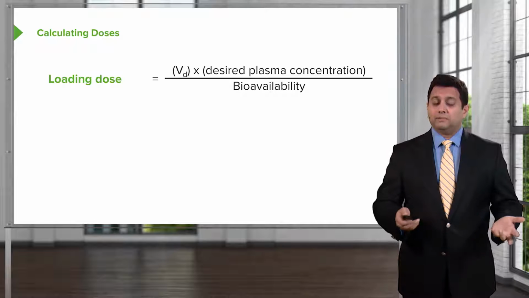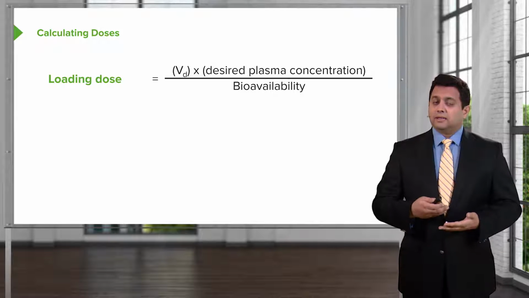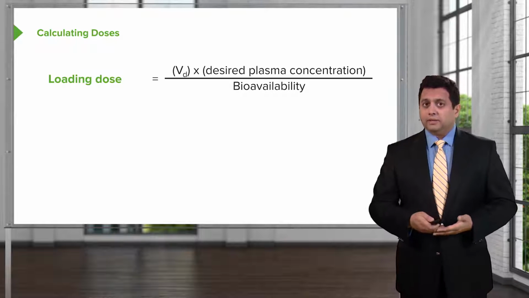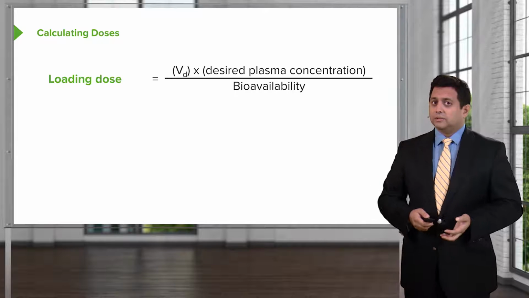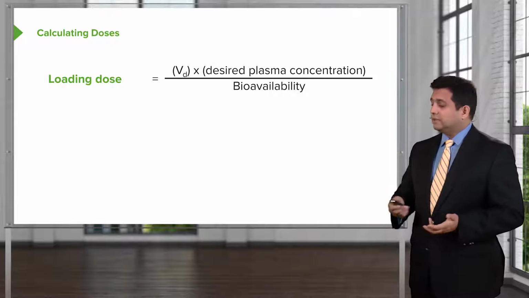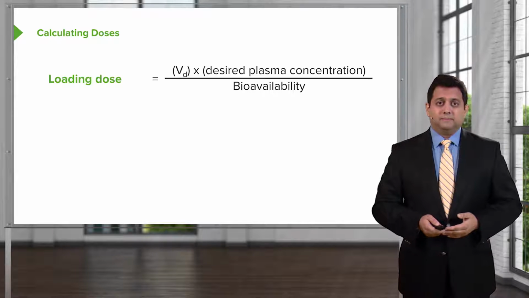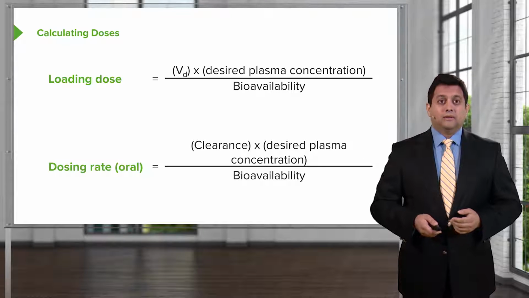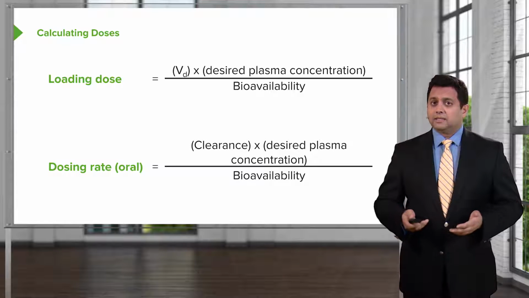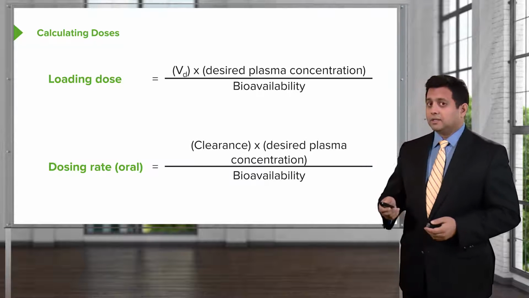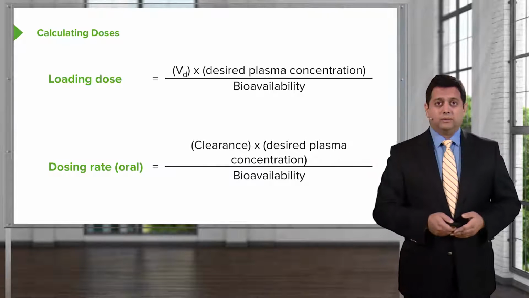The loading dose can be calculated. It is a formula using bioavailability, the target concentration, and the volume of distribution. So it's VD times the concentration divided by the bioavailability. Now the dosing rate, or how often we give the medication, is the clearance times the desired plasma concentration, once again divided by bioavailability.